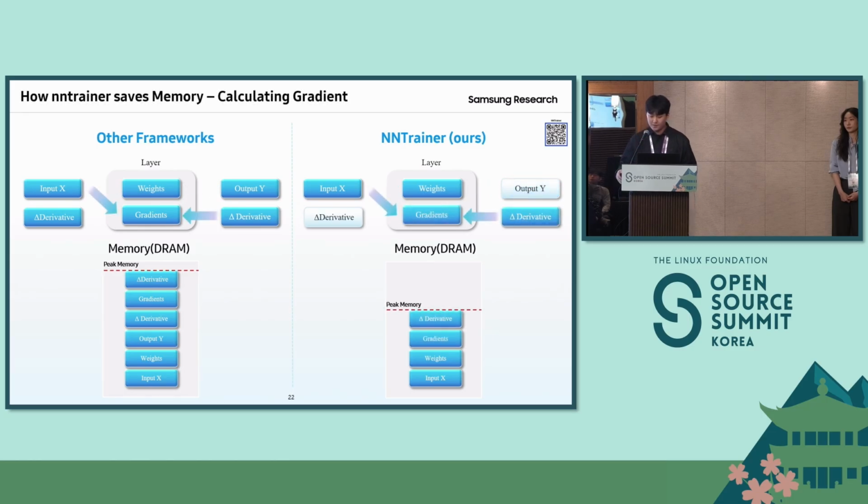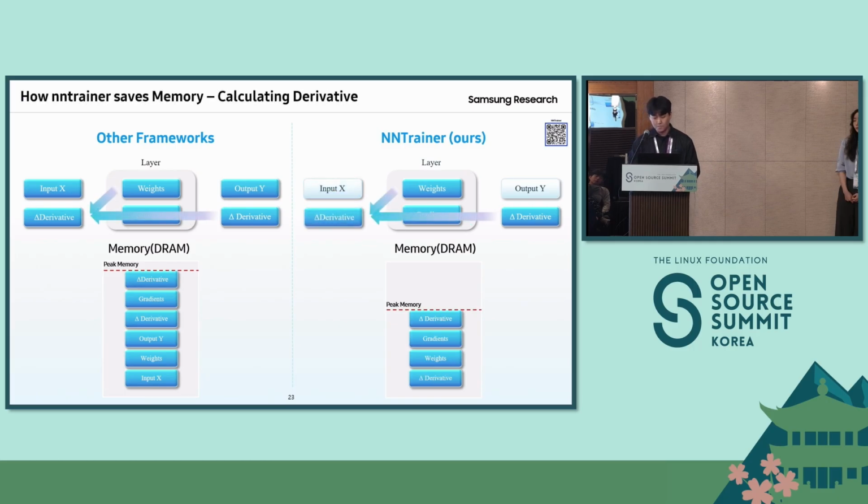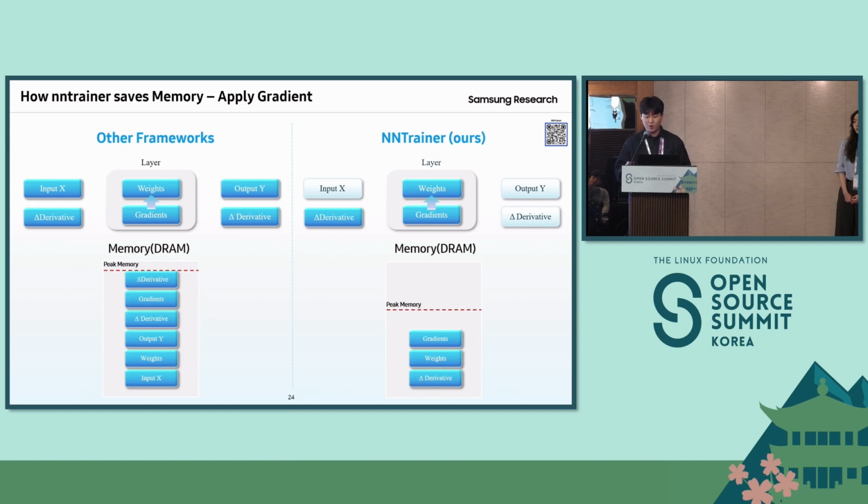At the calculate gradient step, we need the input, the gradient, and the derivative of output and weights. At this stage, the output is no longer needed, so we'll use the output memory for the derivative. We also apply this approach in every other stage. And when applying the gradient, we release useless memory too. We apply fine-grained memory scheduling to various layers by understanding memory usage step by step. Through this process, we can achieve a lower peak memory usage compared with other frameworks.